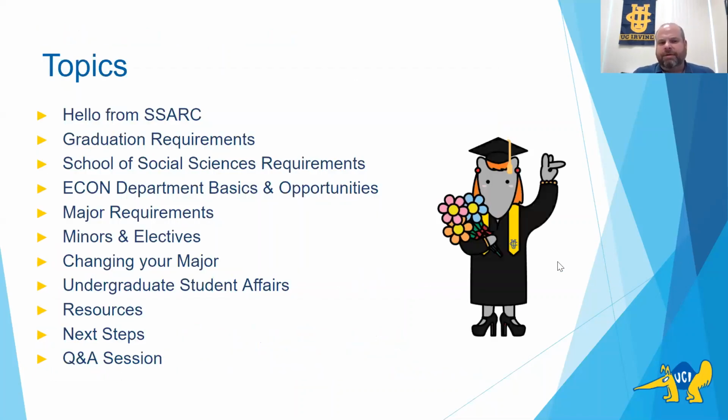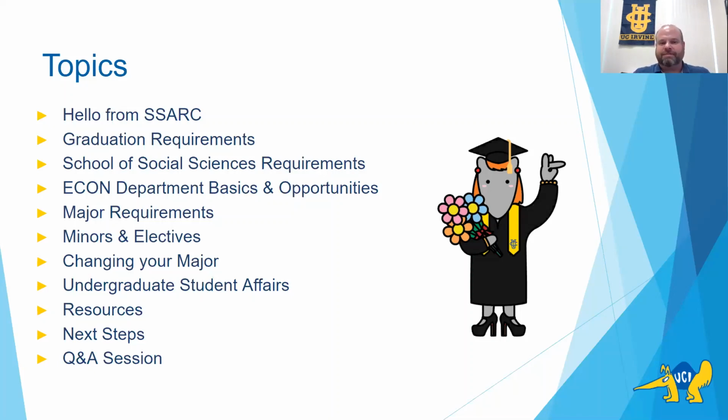All right, so in a couple of minutes, I'm going to introduce you to Carissa Sorensen. She represents our Social Sciences Academic Resource Center, and she's going to be talking a little bit more about the opportunities that the Resource Center has. After that, we'll go through a series of information about graduation requirements, School of Social Sciences requirements, what the econ department's all about, and the opportunities that it provides to you as a student. We're going to go through in detail about the major requirements that are required to complete a degree in economics, minors that you might be interested in, and elective units and how that factors into your degree program.